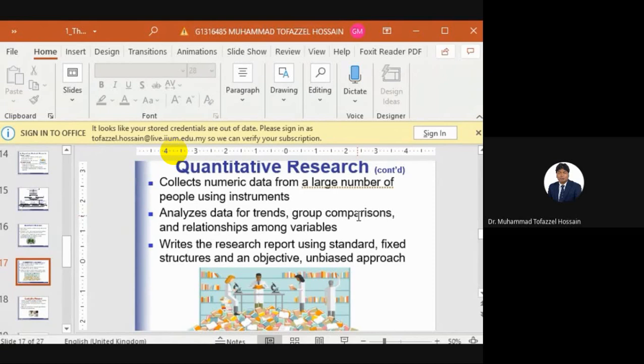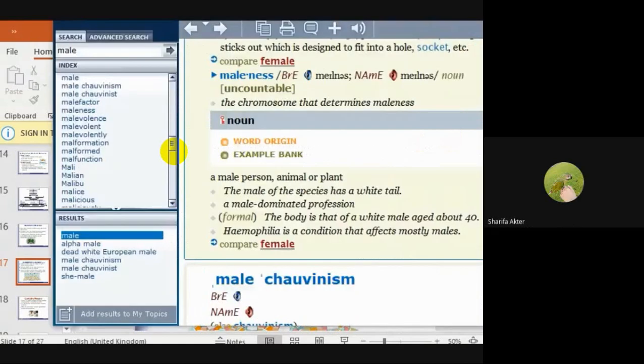So in my class, how many male? Only 4 maybe. Only 4. Then what about the female? So who are the majority? Female. Okay. So what is the reason behind that, or what are the reasons? What do you think? Sir, I don't know.